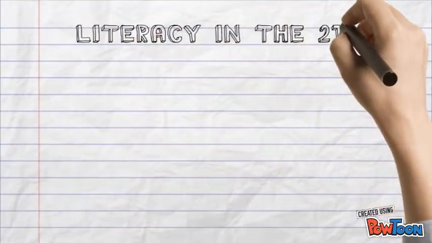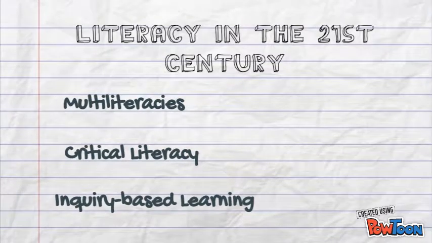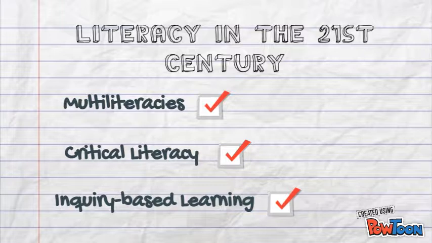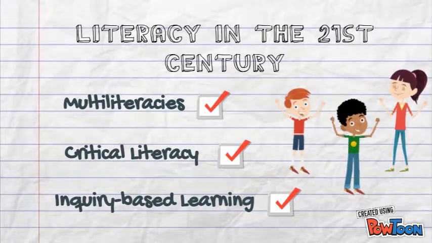By integrating multi-literacies, critical literacy, and inquiry-based or collaborative learning, children will be able to gain the skills to be literate across many forms, adaptable to new technologies, and will be able to be critical in how they engage with and view the world around them.